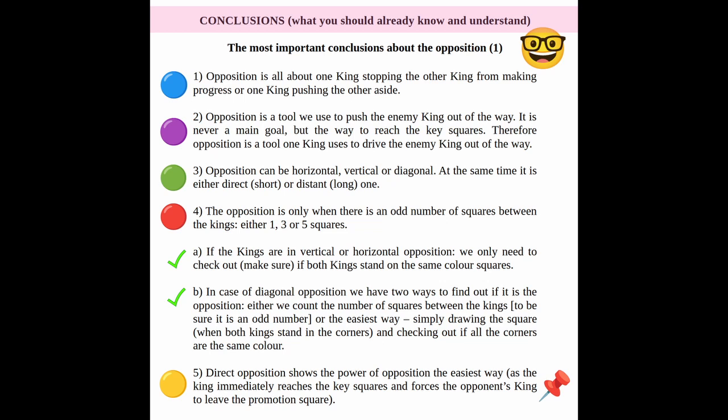In case of the diagonal opposition, however, we have two ways to find out if it is the opposition. Either we count the number of squares between the kings to be sure if it is an odd number, or the easiest way that I recommend, simply drawing the square when both kings stand in the corners and checking if all of the corners are the same color. And the next thing you need to know is that the direct opposition shows the power of opposition the easiest way, as the king immediately reaches the key squares and forces the opponent's king to leave the promotion square.